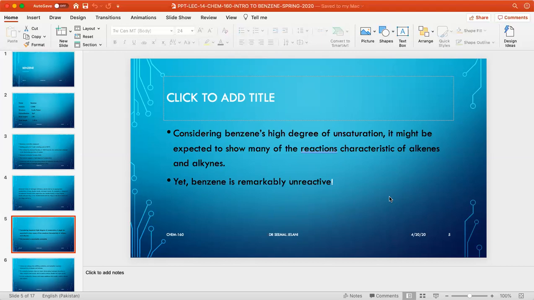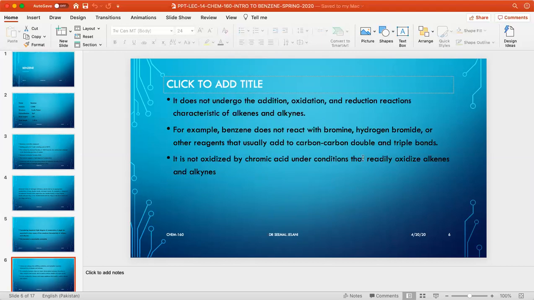Moreover, it does not undergo any kind of reactions like oxidation reactions or reduction reactions. Oxidation reactions, reduction reactions and addition reactions are the characteristics of double bonds and triple bonds. For example, benzene does not react with bromine, hydrogen bromide, or other reagents that usually add to carbon-carbon double bonds and triple bonds. Neither is it oxidized by chromic acid under these conditions. If we compare the attitude of benzene with alkenes and alkynes, alkenes and alkynes greatly undergo addition, oxidation and reduction reactions.